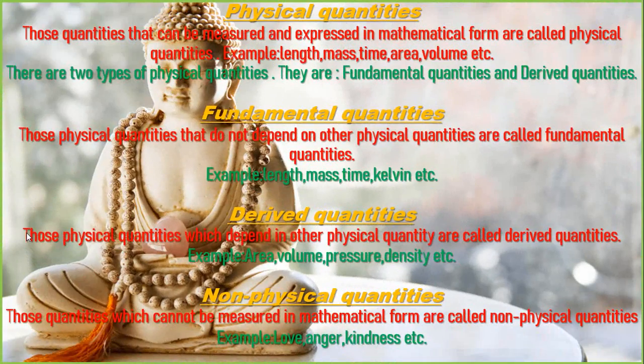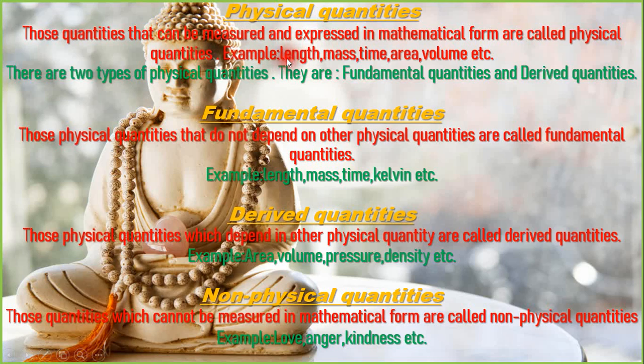So now let's discuss what physical quantities, fundamental quantities, derived quantities, and non-physical quantities are. First, let's discuss physical quantities. Those quantities that can be measured and expressed in mathematical form are called physical quantities. Example: length, mass, time, area, volume, etc. From the definition, we can become clear about the concept of physical quantities.